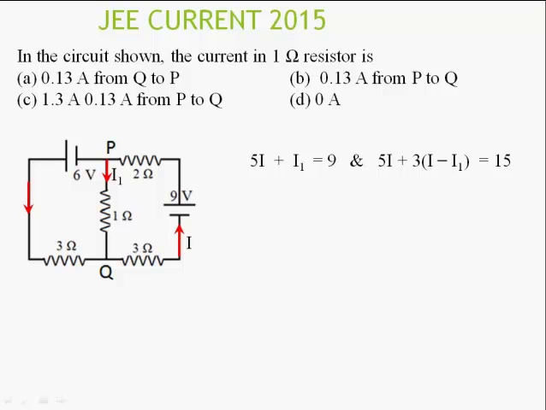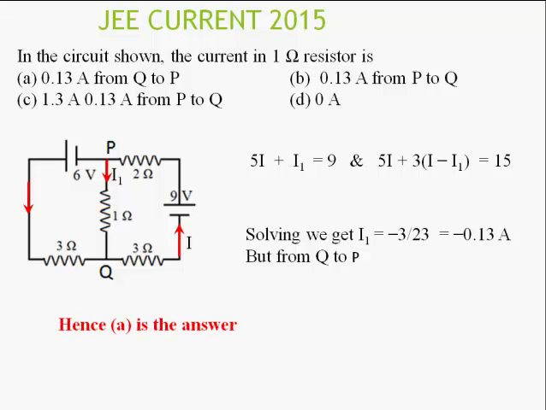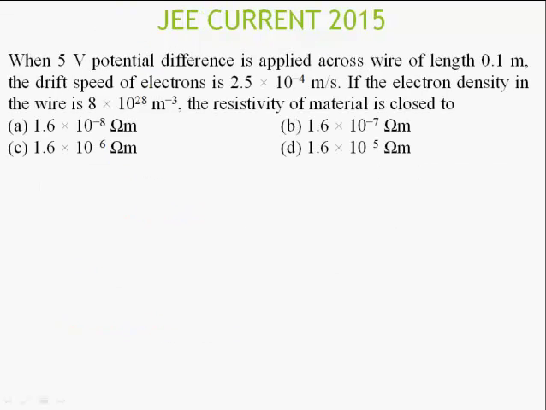Basically remember, here we must calculate I1 because we don't require I. So solving, we get I1 is minus 3 by 23, about minus 0.13, but since I am getting a minus, the current should flow from Q to P. There's a difference, so hence the answer is A. This was the 2015 question. One more question, 2015.